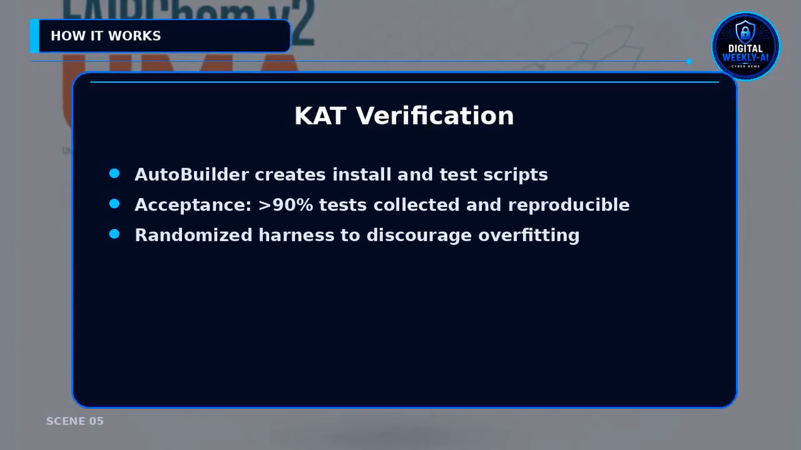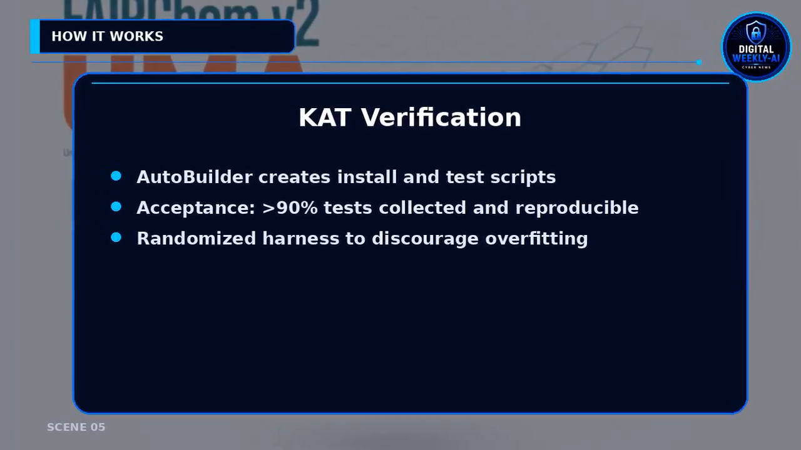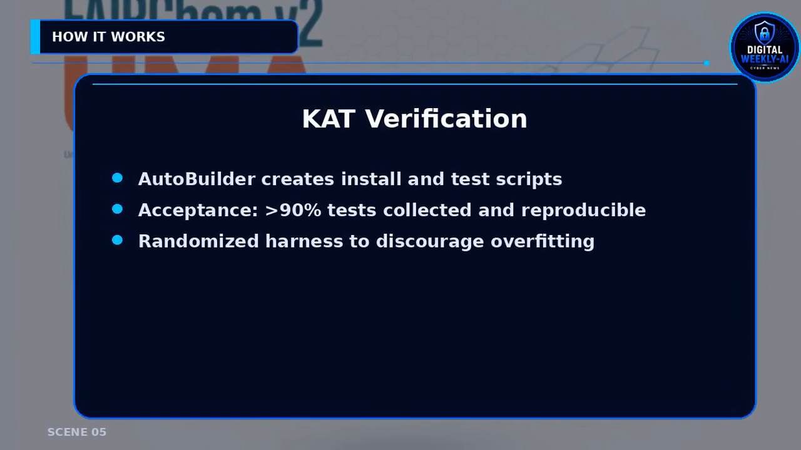Cat Coder's infrastructure uses AutoBuilder to synthesize repository build scripts and a verification agent to run them in isolated sandboxes. Acceptance parses structured test framework output. An environment is accepted only when more than 90% of expected tests are collected and outcomes reproduce across runs. The harness randomizes tool names, arguments, and prompt templates to reduce overfitting.